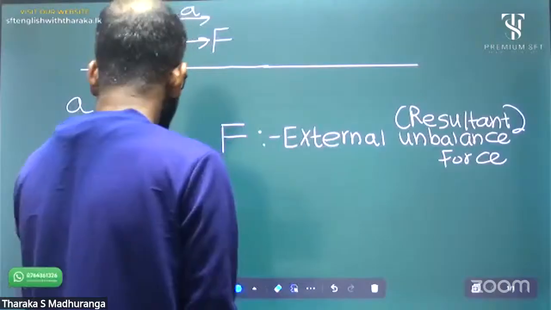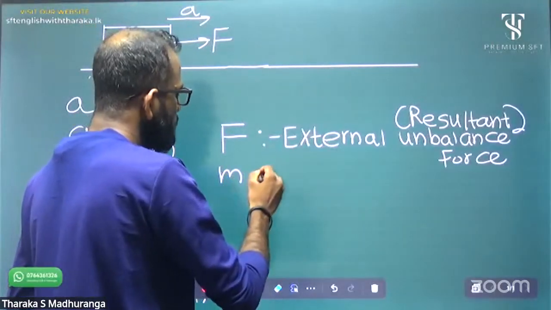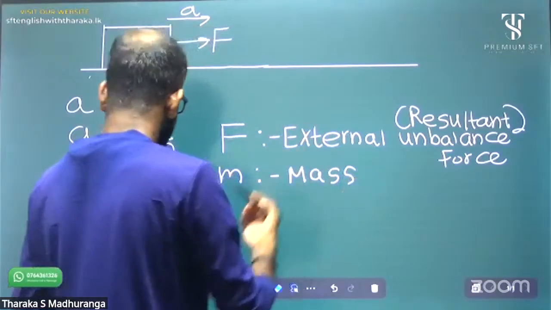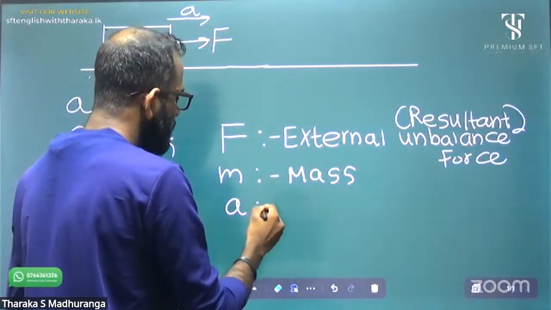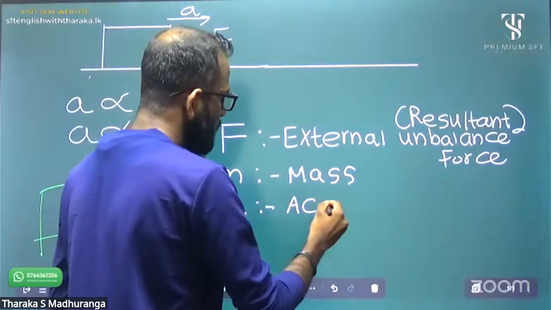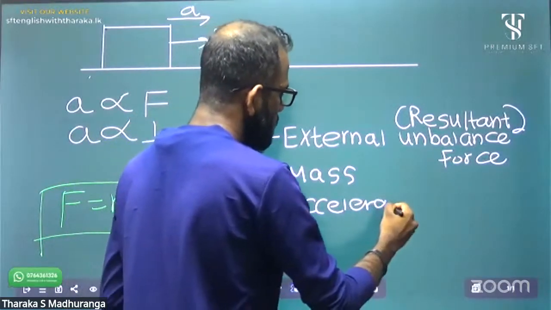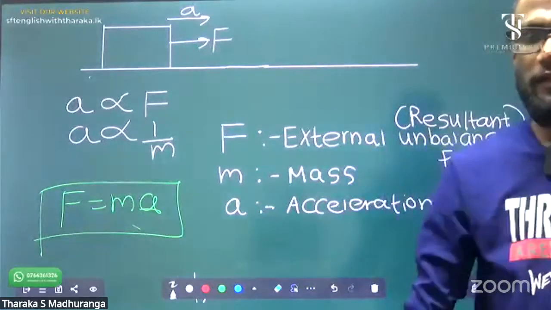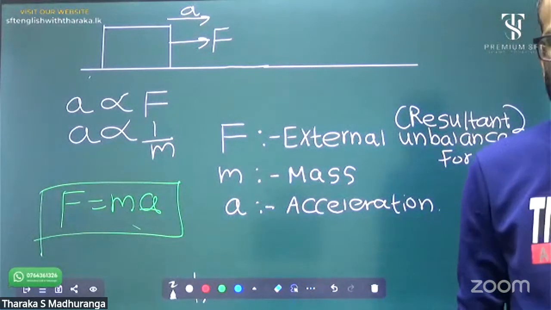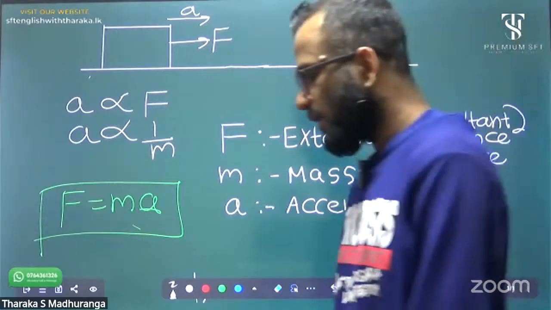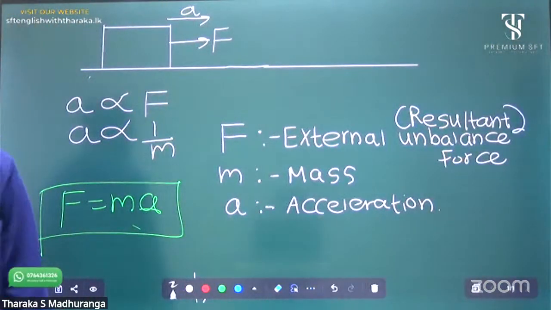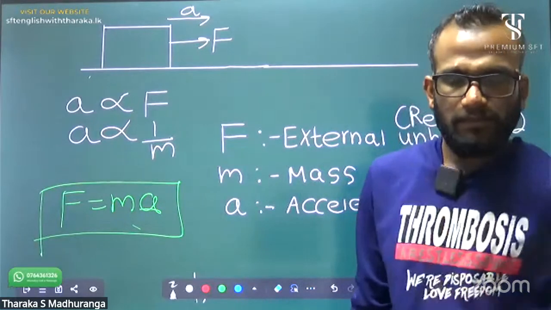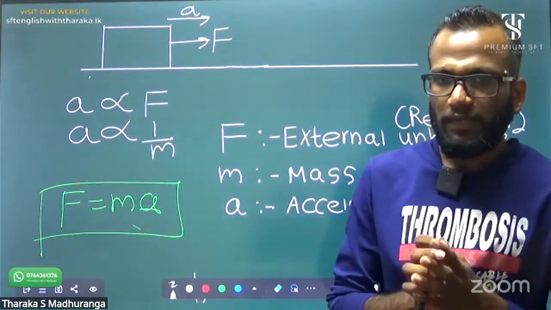What's the meaning of m? It is easy. m equals mass. a equals acceleration. Okay, this is the complete answer for the first part: Newton's second law equation F = ma and the meanings of each term.